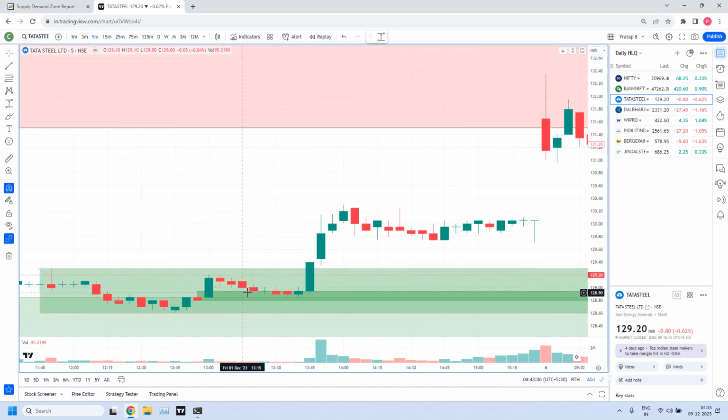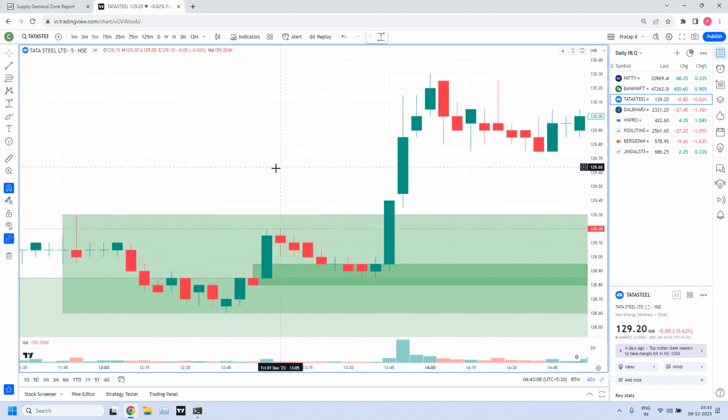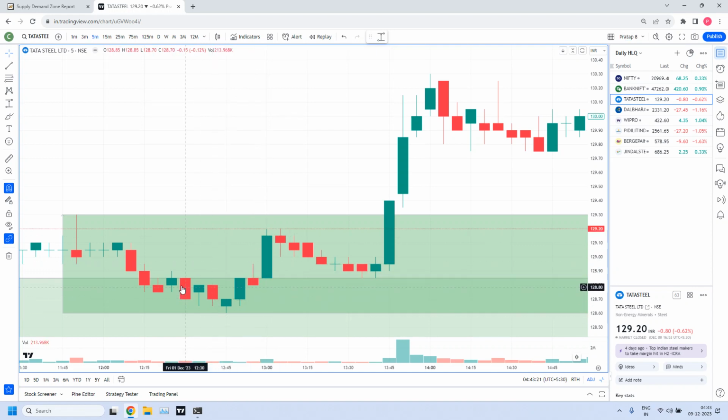Sorry, this is the first one we have already drawn. So we have to delete this, because we have so many base candles, this is failed. This 5-minute zone. Then do we have any other 5-minute zone below this? Yes, we have one more 5-minute zone.